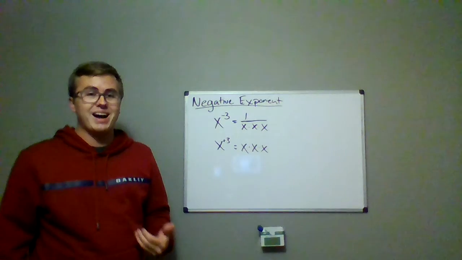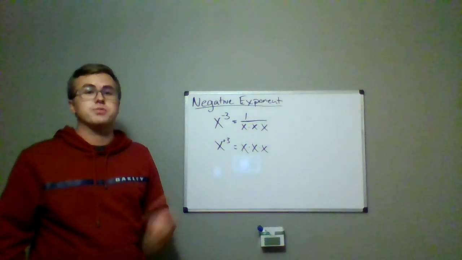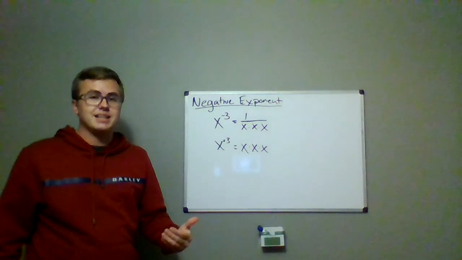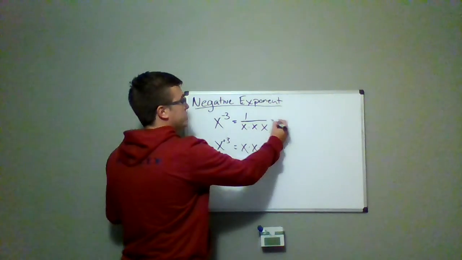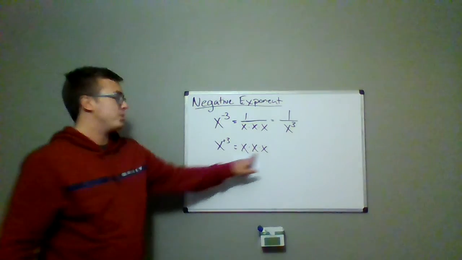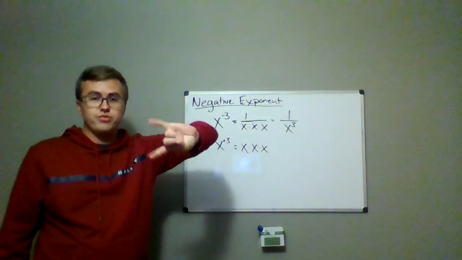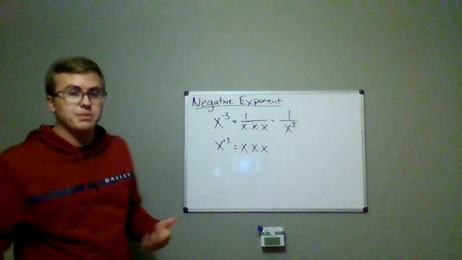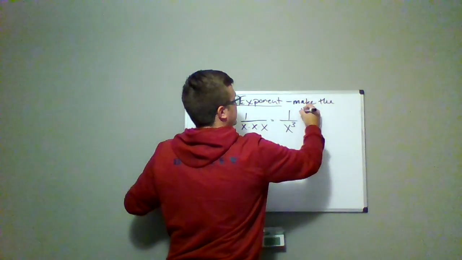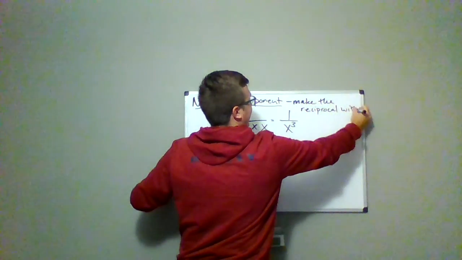Anytime that you have to divide and you need a placeholder, you're going to use a 1, because 1 is kind of your placeholder for multiplication and division. So now I've got 1 over x times x times x. Can I simplify that? Well, sure, the bottom I can simplify to just x to the 3rd power. So when you have a negative exponent, you're going to flip it. You're going to make it the reciprocal, and then with a positive exponent.